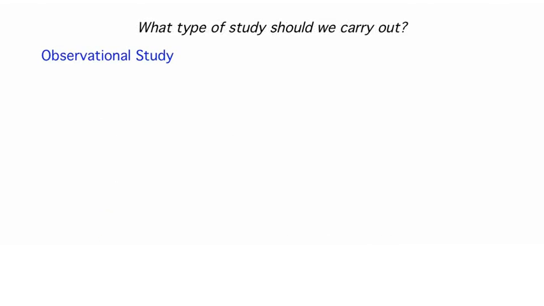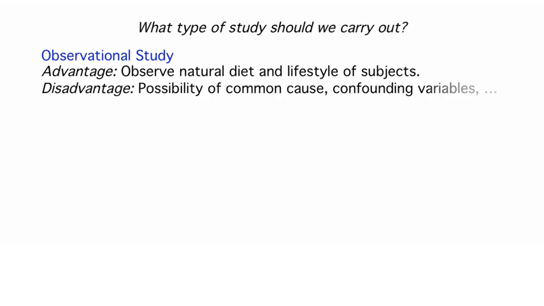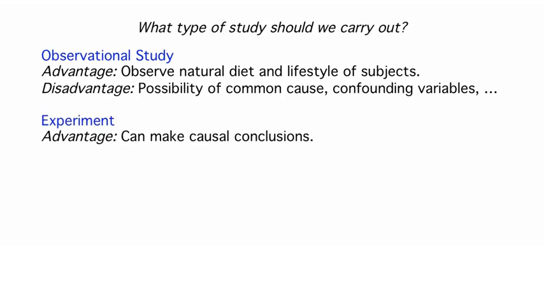An observational study would allow us to observe subjects in their natural setting, including the diet and lifestyle that they normally lead. This would be interesting. However, with an observational study, we won't know if there are confounding variables or common causes that lead to both changes in consumption of dietary carbohydrates and changes in diabetic control. So we'll choose to carry out an experiment so that we'll be able to attribute to diet any differences that we might see in HbA1c or C-reactive protein.